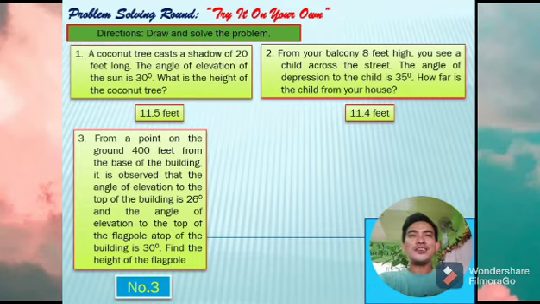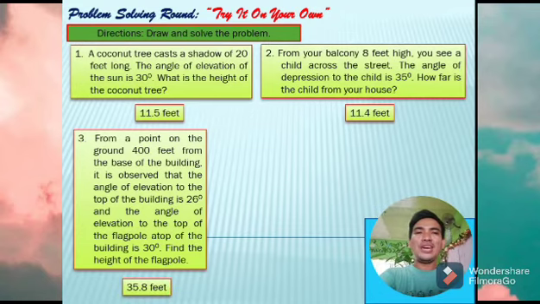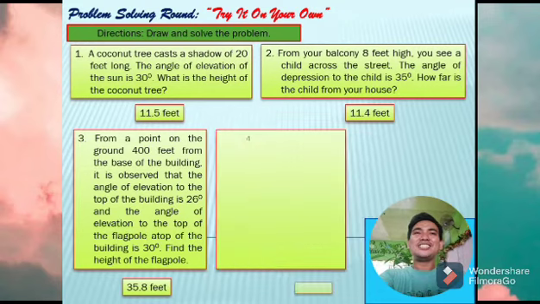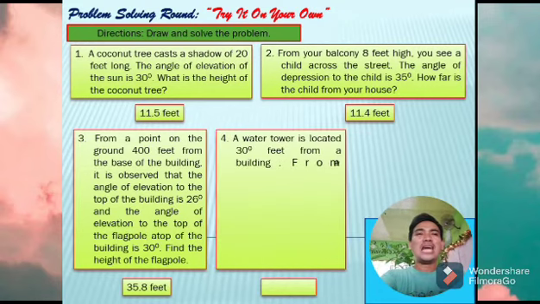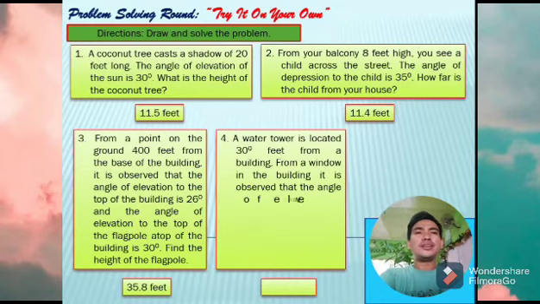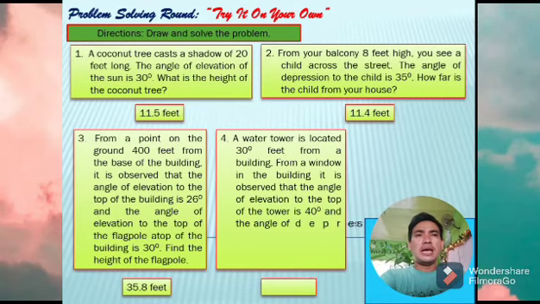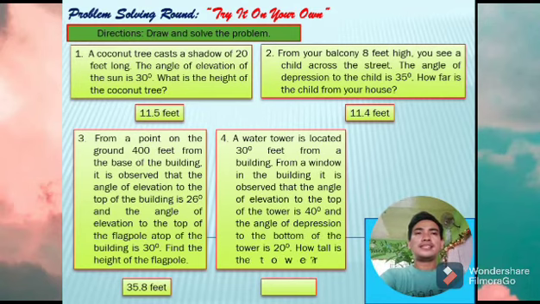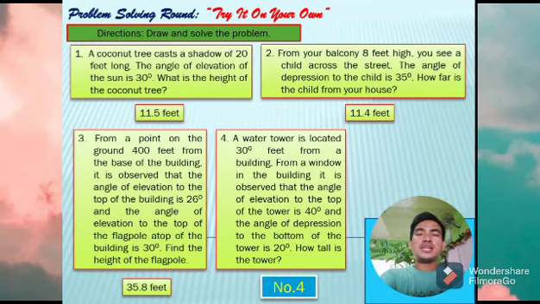And the correct answer is 35.8 feet. Okay, let's proceed to number 4. A water tower is located 30 feet from a building. From a window in the building, it is observed that the angle of elevation to the top of a tower is 40 degrees and the angle of depression to the top of the tower is 20 degrees. How tall is that tower? Okay, let's go. Go!